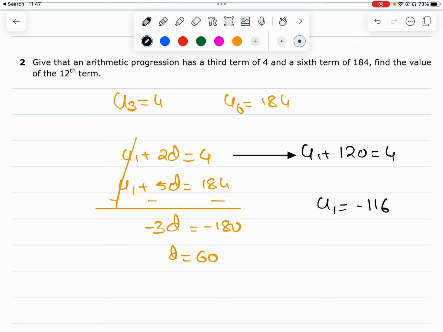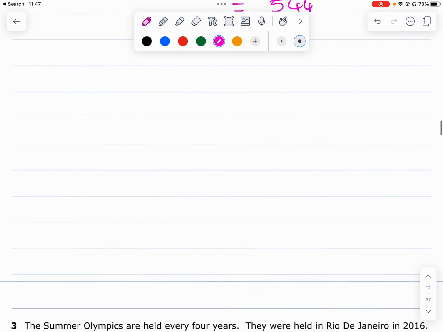Now what is being asked? Find the 12th term. 12th term means u1 plus 11d. So u1 is negative 116 plus 11 times 60. 660 minus 116 is nothing but what? 544. That's going to be the answer.